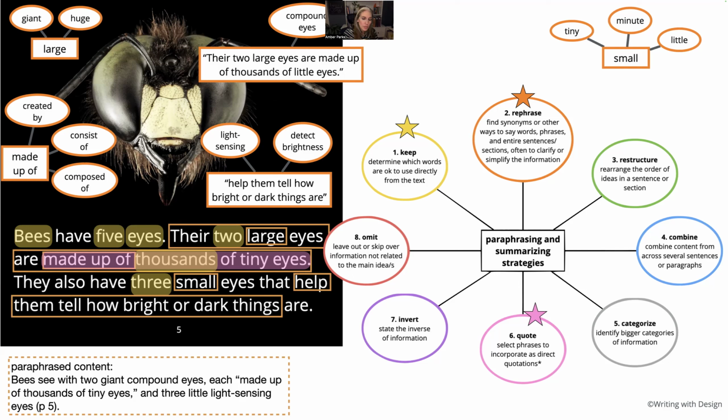Bees see with two giant compound eyes, each made up of thousands of tiny eyes, and three little light sensing eyes. So notice you don't even hear where the direct quote starts and ends in terms of how the sentence reads. And that's what we're getting at here. Find phrases that are so rich, that are so powerful, and that you can weave the rest of your writing around, and it sounds like they're just meant to go together.